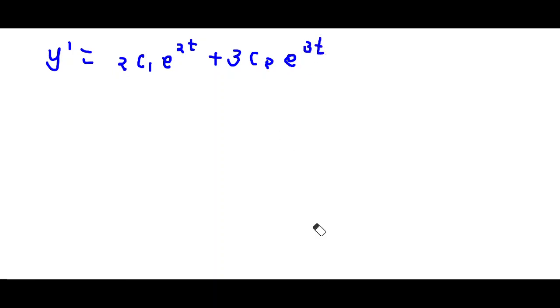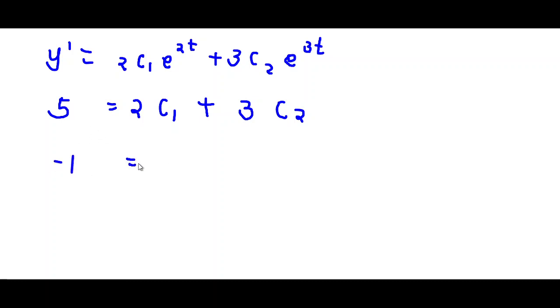Let's replace for the y prime. We have our y prime equals 2c1 e^(2t) plus 3c2 e^(3t). So we just replace it from the initial conditions. So this will be 5 equals 2c1 plus 3c2. So we have two equations. Let me write the one for y: -1 equals c1 plus c2.